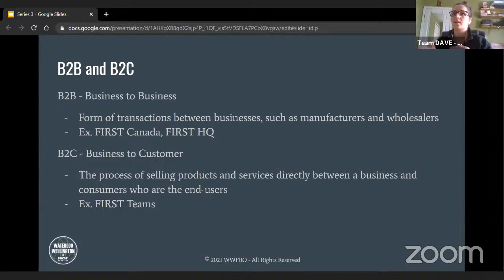And then there's business to customer. So that is FIRST teams, so our teams, to our space, so to the people we reach and outreach opportunities, to our students as mentors, to the students. It's the process of selling products and services directly between a business and a consumer who are the end users. So whenever you're thinking of this, you want to think about that as well.